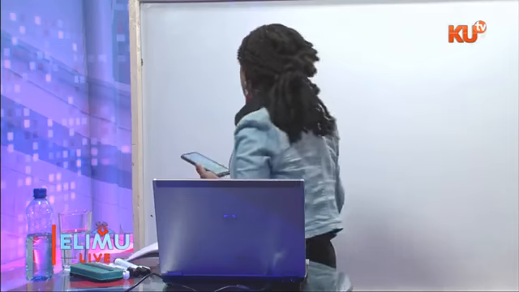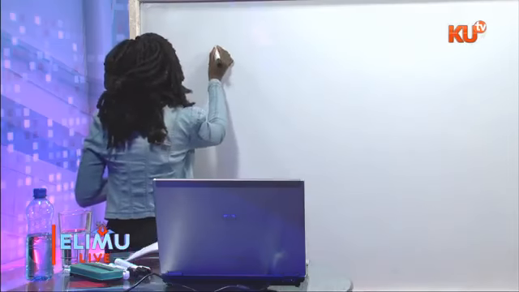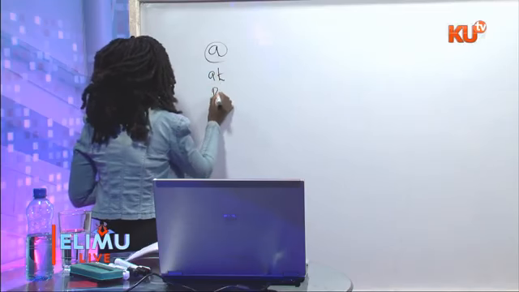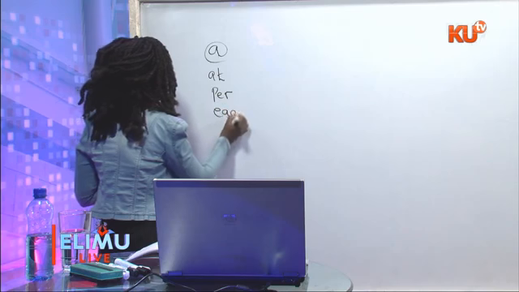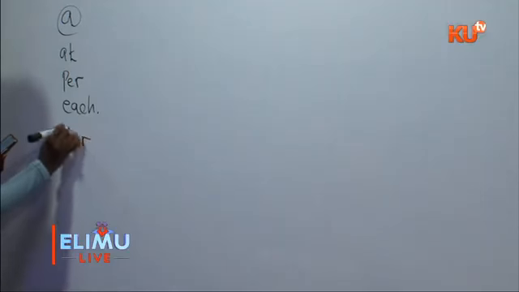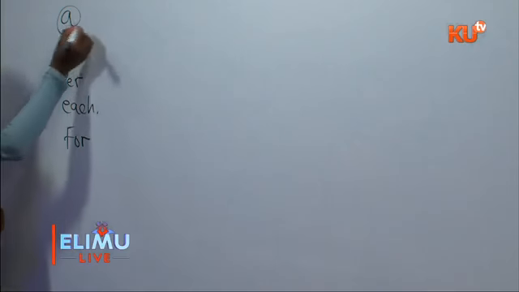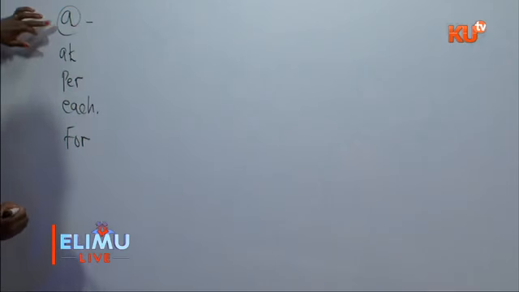In this topic, we have some symbols that are used when you are calculating, or the moment you are getting the bill. For example, I'm going to list them down. We have this sign, we have at, per, each, and then we have for. These are some of the symbols that we come across any moment you are getting or calculating the bills. So this sign here, we read it as at.